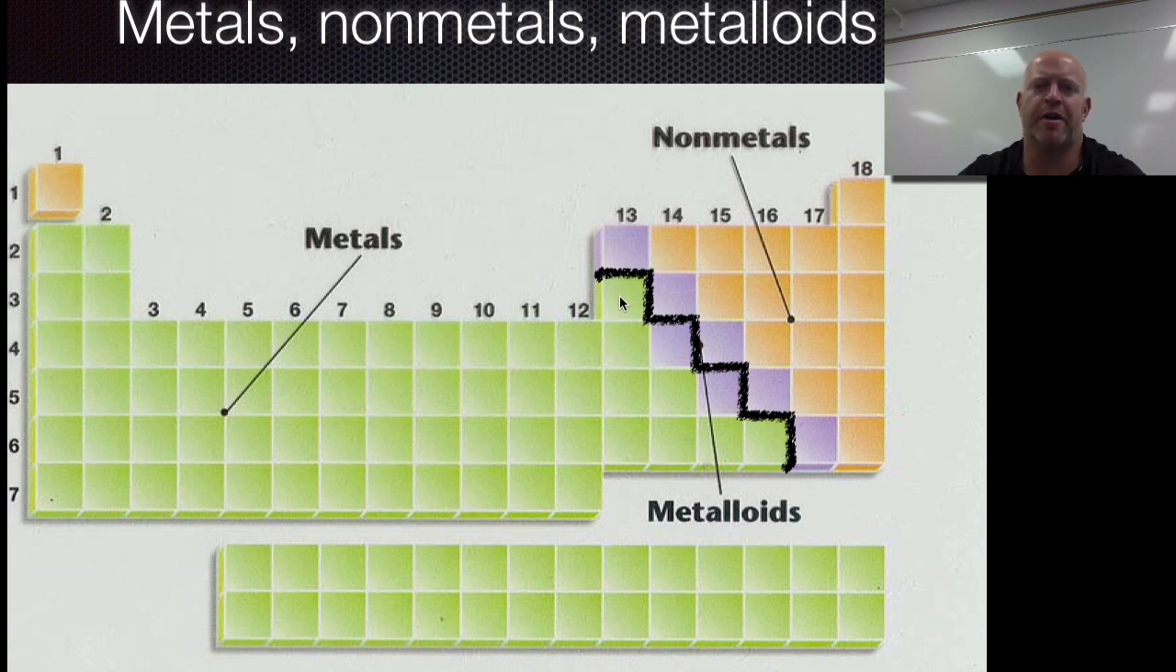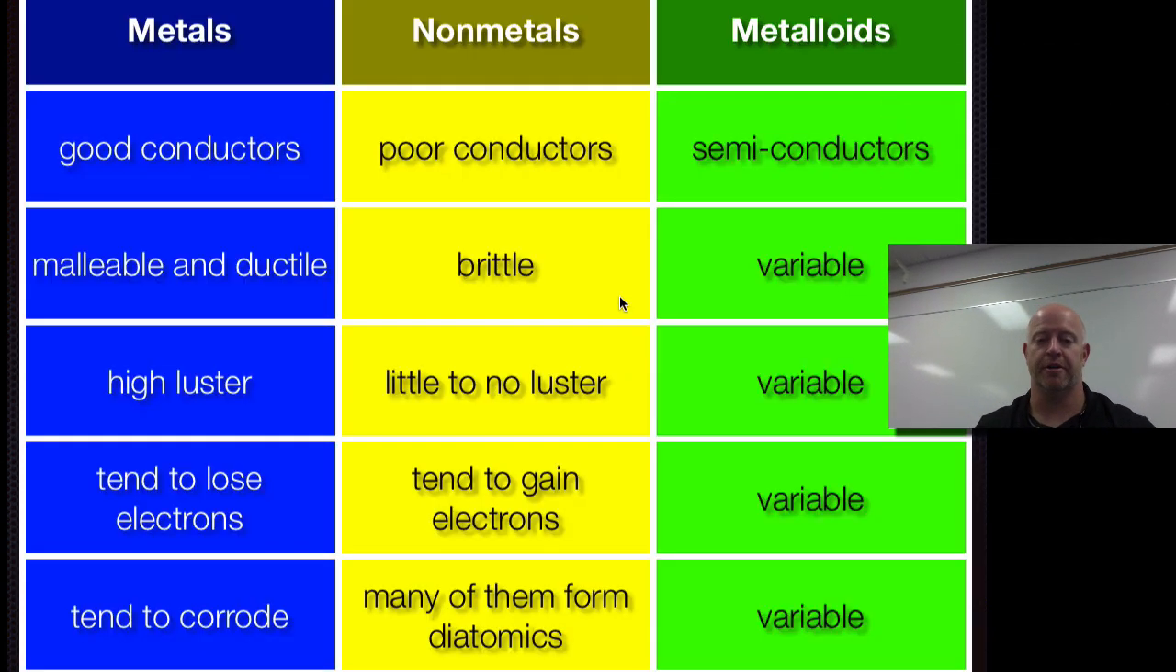Now, when you start talking about metals and nonmetals, like what makes them a metal, what makes them a nonmetal? Well, we have a chart. Now, there's more properties than just this, but these are the ones that are really easy to identify. Okay? And the first one is probably your most commonly used property to identify a metal versus a nonmetal, and that has to do with conductivity.